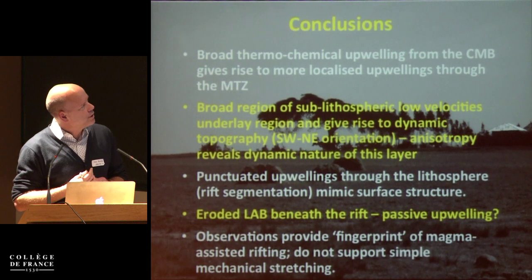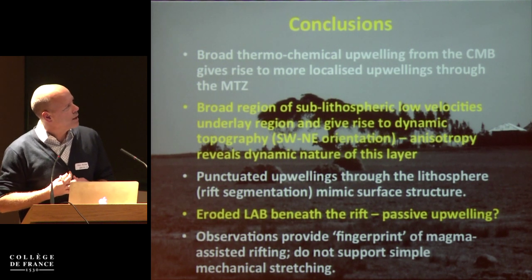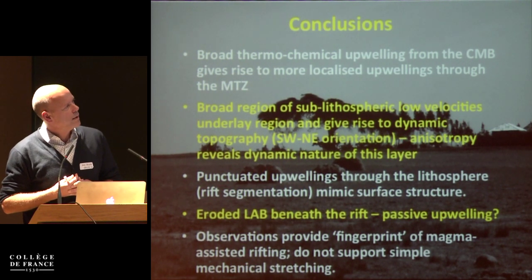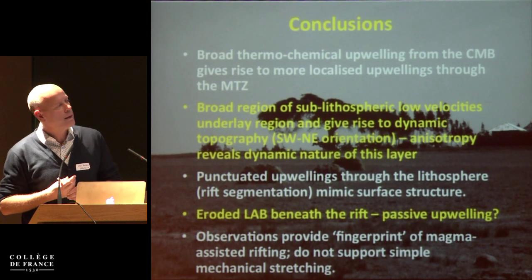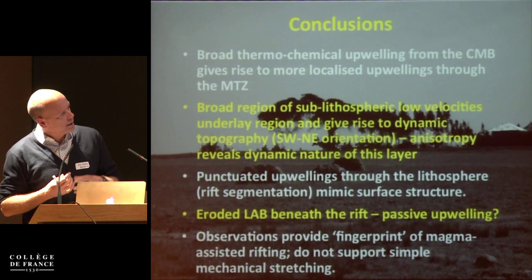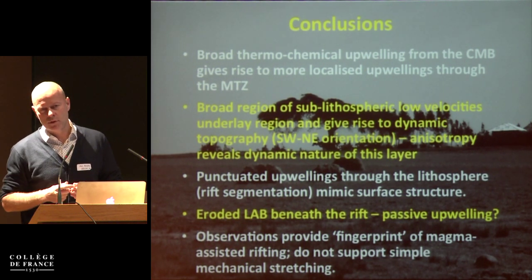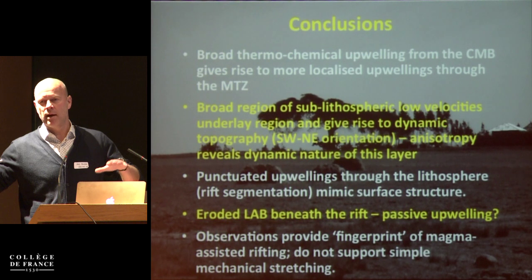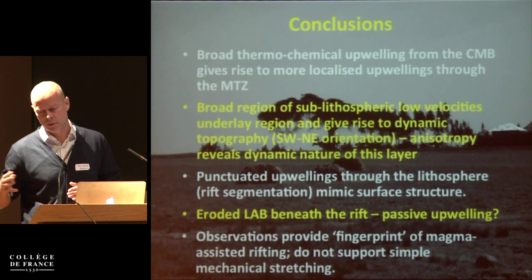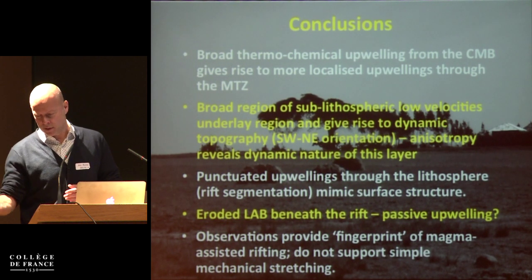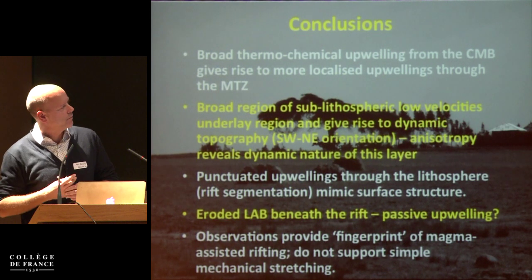We have a broad region of sublithospheric low velocities that underlie the region, and it's very dynamic, and the anisotropy is actually revealing this dynamic nature. And then we get punctuated upwelling, segmentation coming through that really mimic the surface structure. And I think the control really is top down in the upper 100, 150 kilometers, and that's why we have such a good mimicking of the surface structure.